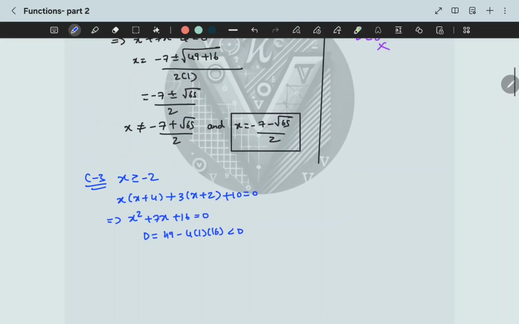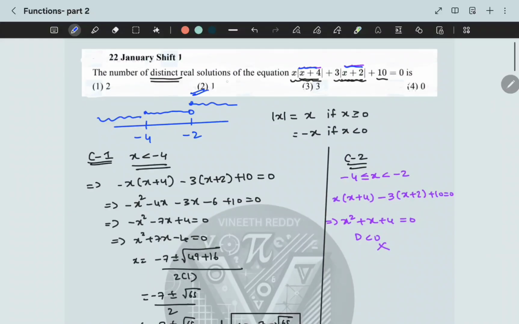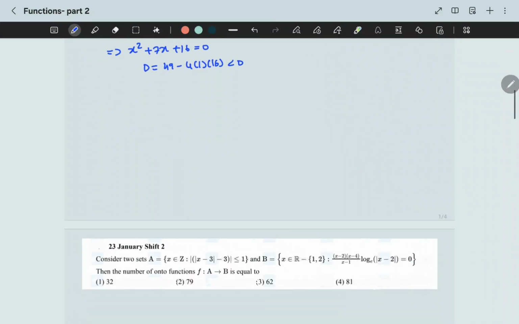Roots are imaginary, so we get only one distinct real solution. So this should be the correct answer. That's it. So let us go to the next question.